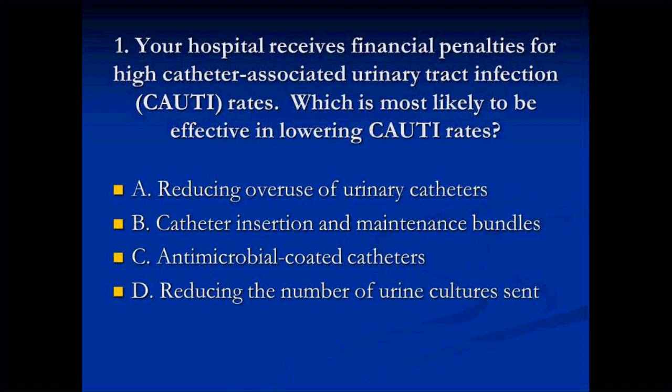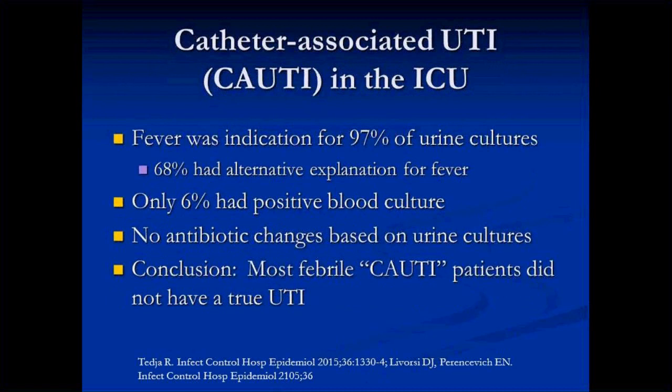Catheter insertion and maintenance bundles are important, but they're not necessarily that effective. Antimicrobial-coated catheters have been very effective for central line infection reduction, but less impressive for preventing catheter-associated UTIs. So the answer here is D. The most likely intervention to be effective is reducing the number of urine cultures. And it actually makes sense that we could probably all reduce the number of cultures we send from patients who have urinary catheters. So here's a study that looked at this.